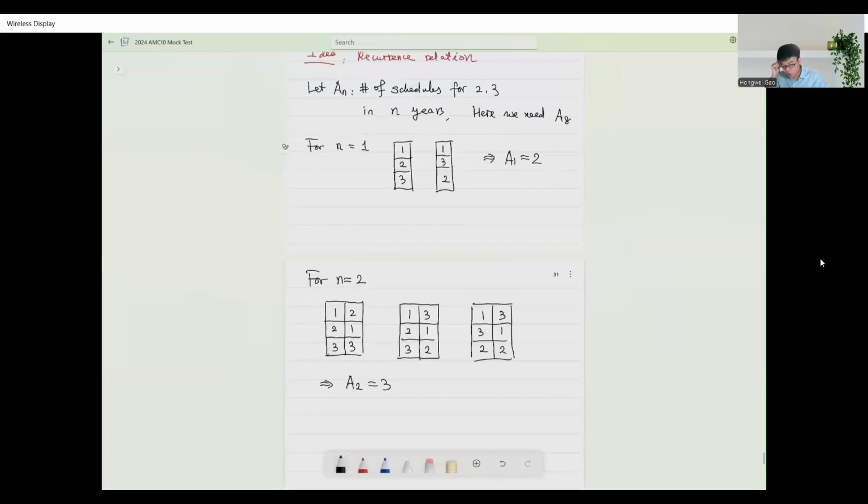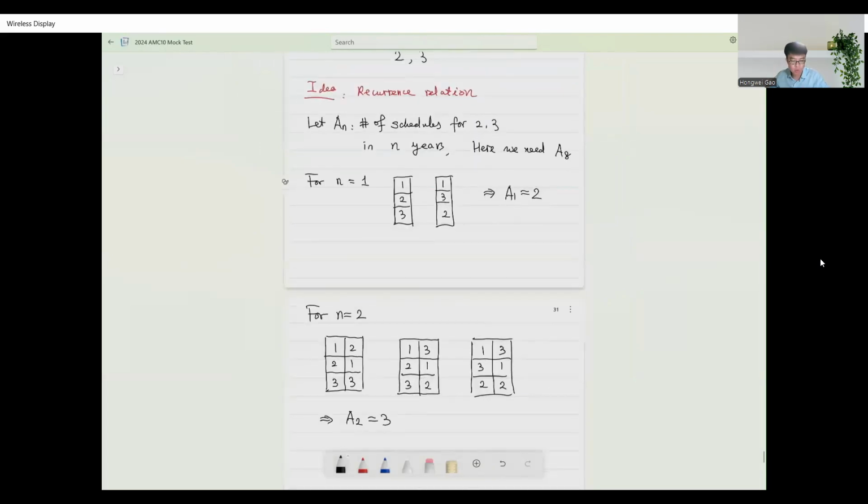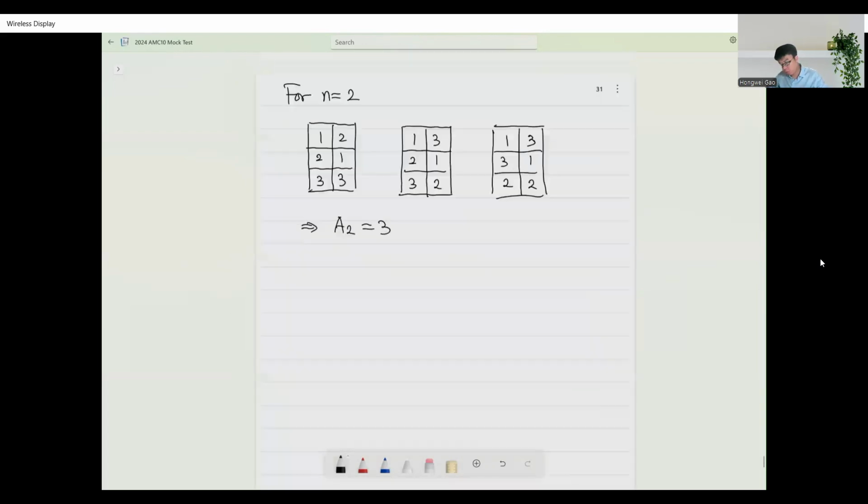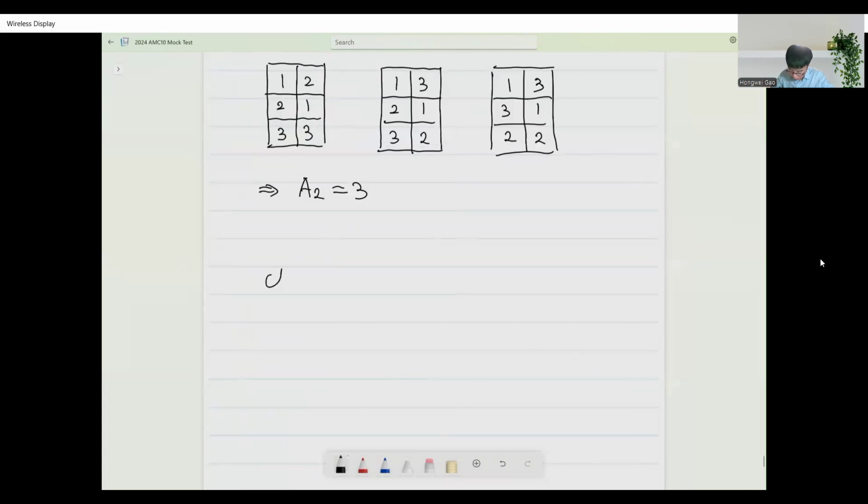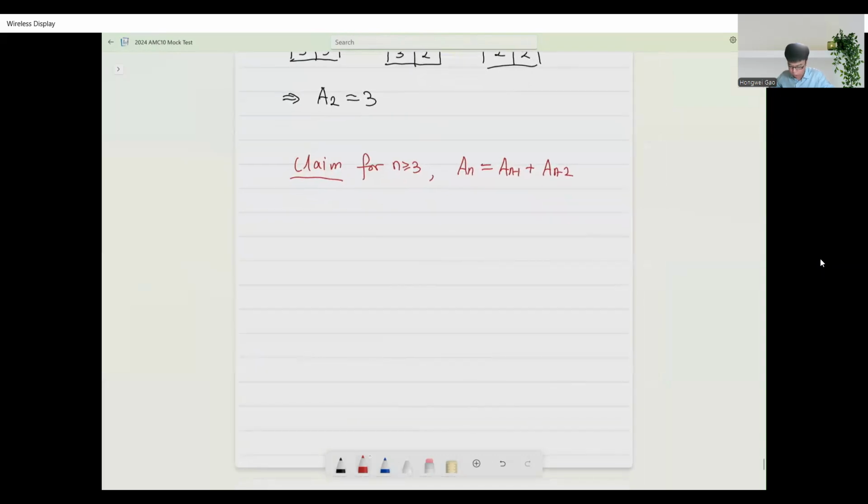Now for recurrence relation, we're going to derive a relation between AN and A for small n's. For example, AN minus 1, AN minus 2. Here, let me first put a claim. We claim that for n larger or equal to 3, we have AN is equal to AN minus 1 plus AN minus 2. If we have that, we can solve AN starting from A1, A2. Now, let me show you why this is true.